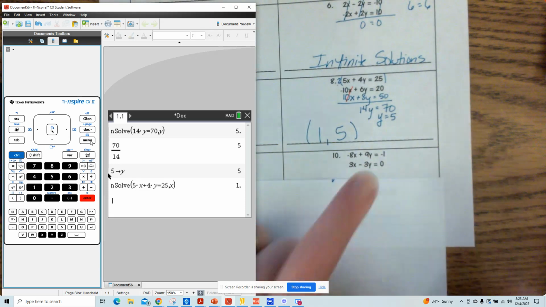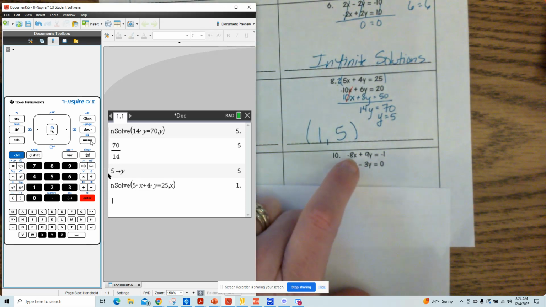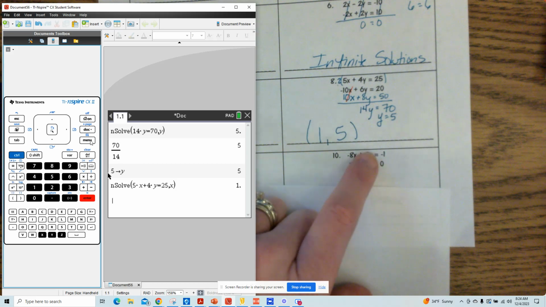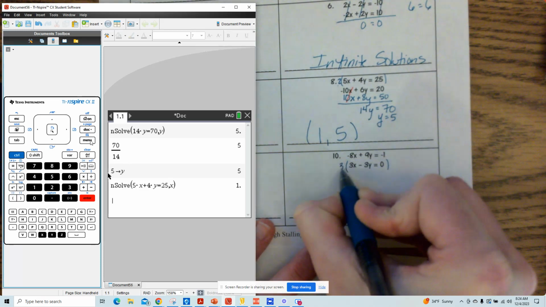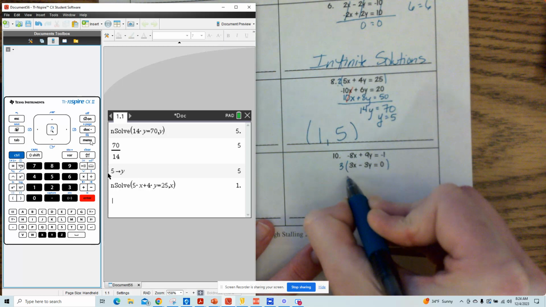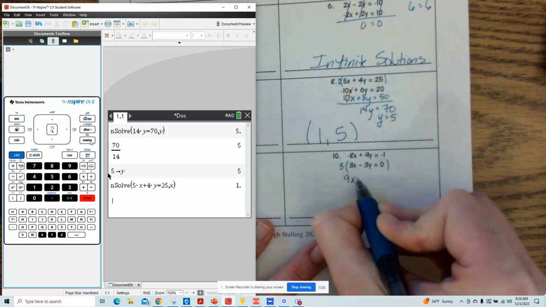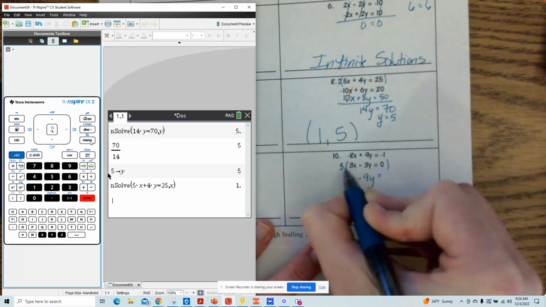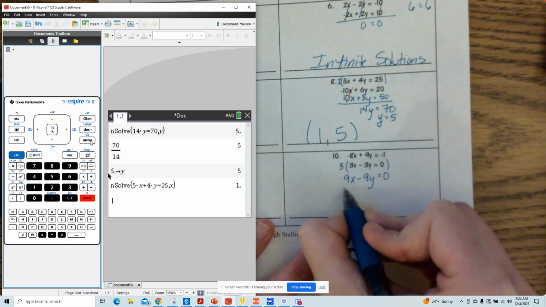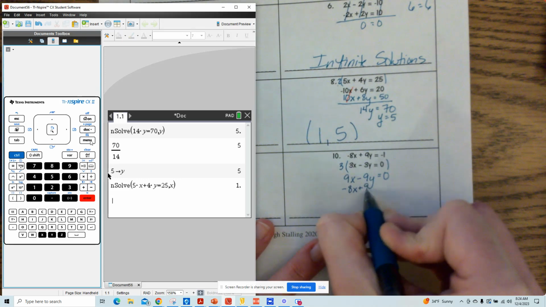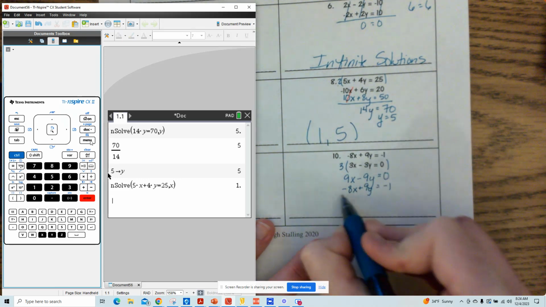So another one with nothing that matches right now. So 8 and 3, is there anything that I can multiply 3 by to get an 8? No. 3 and 9, is there anything I can multiply 3 by? I can multiply it by 3. So this whole equation I'm going to multiply by 3. 3 times 3x is 9x. 3 times negative 3y is negative 9y. 3 times 0 is 0. And then I'm going to rewrite this other equation underneath. I like them stacked up so I can see what I'm doing.